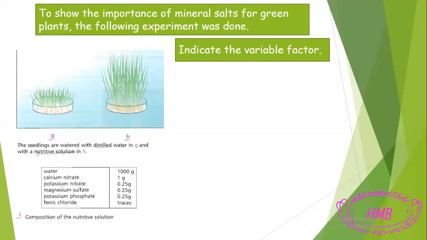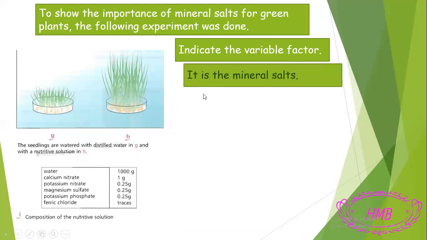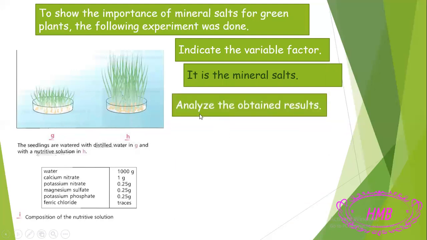Easy. It's the mineral salts. So we have a variable factor, which is the presence of mineral salts. It was found in H and it was deprived in G. Let's continue. Analyze the obtained results.